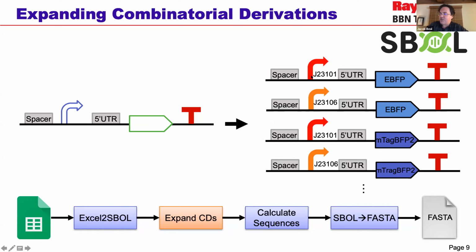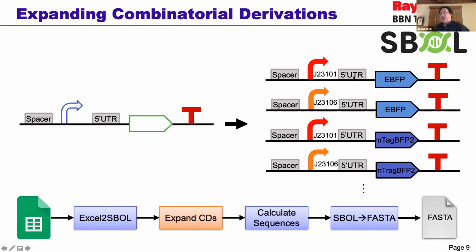We're going to have the J23101 promoter with the EBFP fluorescent protein, and the J23106 promoter with the EBFP fluorescent protein. And we're going to have J23101 with mTagBFP2 and J23106 with mTagBFP2, misspelled apparently, et cetera, for all the rest of the fluorescent proteins as well. So we get all those combinations out. And now we have concrete specifications.